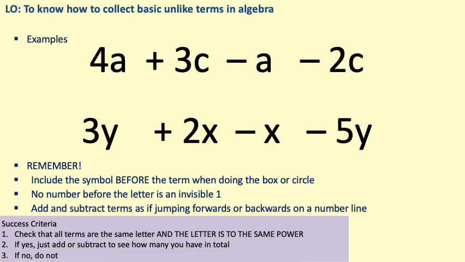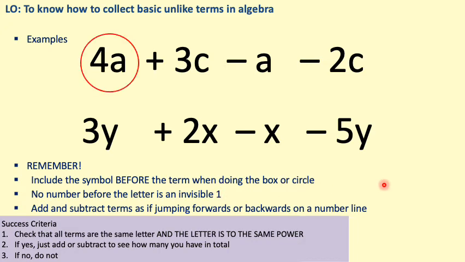Okay, so let's have a look at a few examples to start with. So on the top, we have an expression here. If we have a look, we have the variable a, we have the variable c, another a, but it's being subtracted, and then another two c's, but they're being subtracted. So let's have a look at what we've got at the bottom. So remember, include the symbol before the term when doing the box or circle. So let's see what the box and circle are.